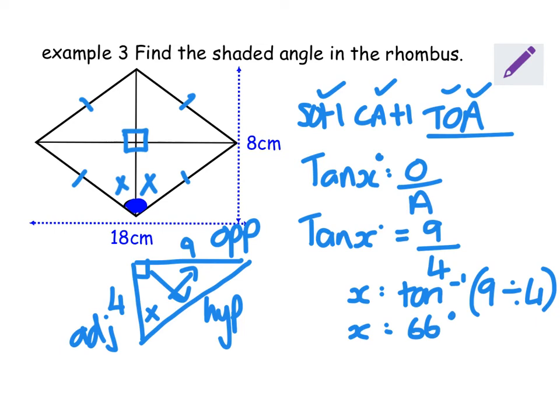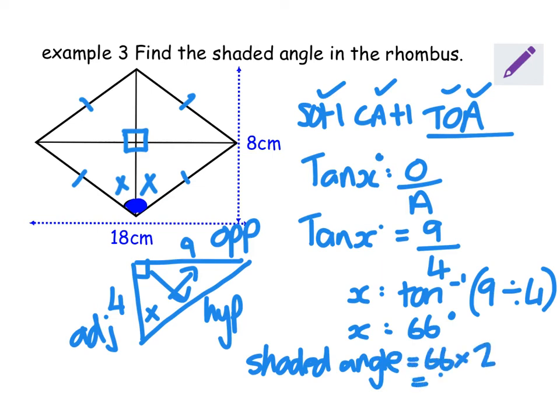Now that's what X is. Do we need to conclude the question? The shaded angle is double that. So the shaded angle is 66 doubled, which is 132 degrees. And that can match the picture because it is an obtuse angle.